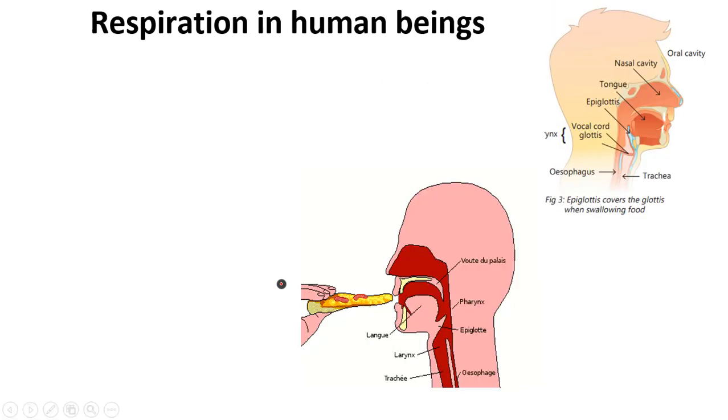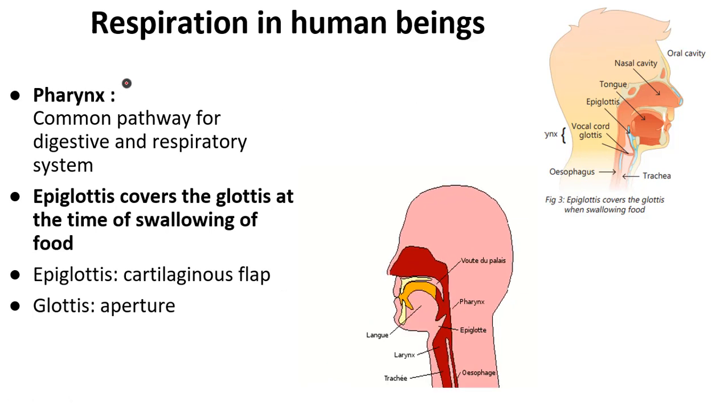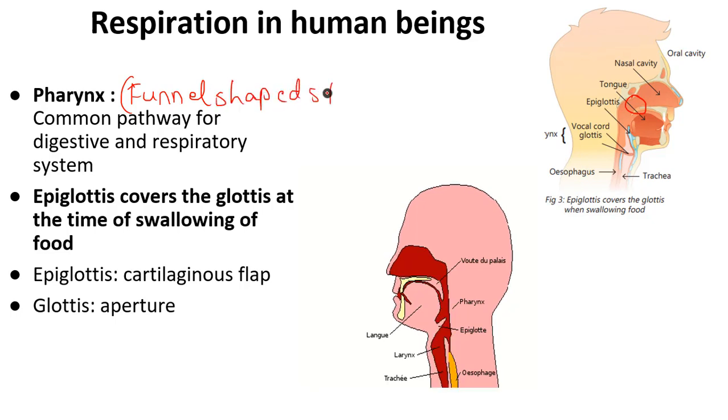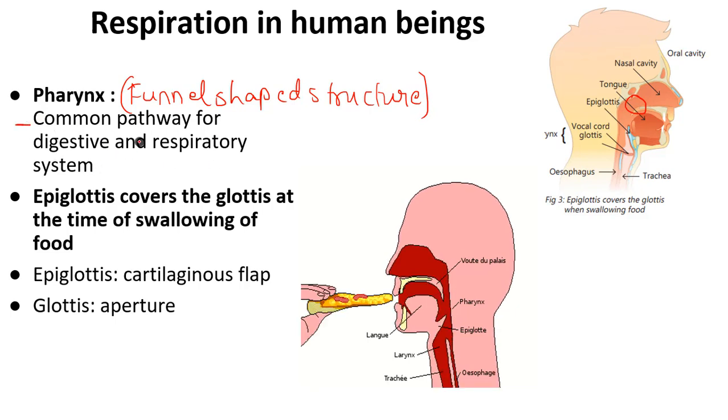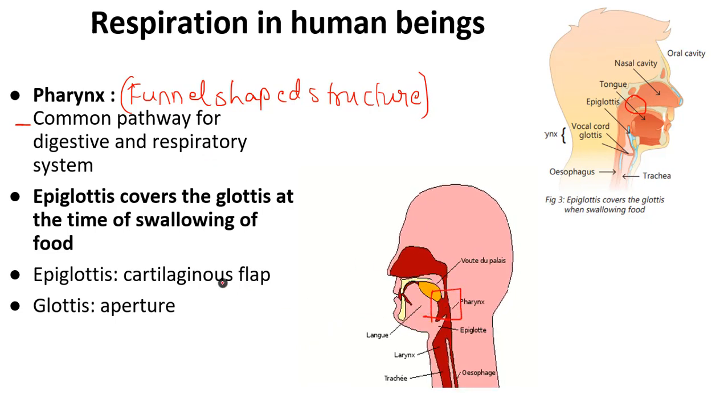Okay, now we move to the next important part of our respiratory system, that is pharynx. Pharynx is after the nose and nasal cavity. Here you have the tongue, and here you have the pharynx. It is a funnel shaped structure present in our respiratory system and has only one function. It is a common passage for whatever we eat and whatever we breathe in. So pharynx, here you can see clearly. Pharynx is a common passage for the digestive and respiratory system.